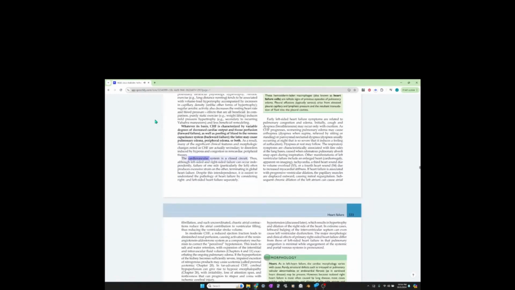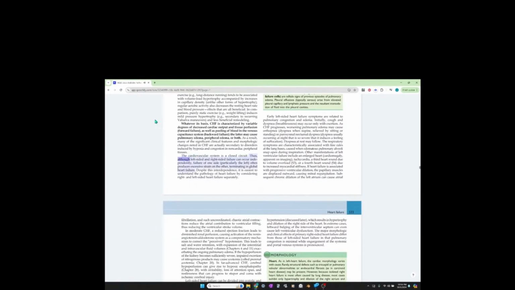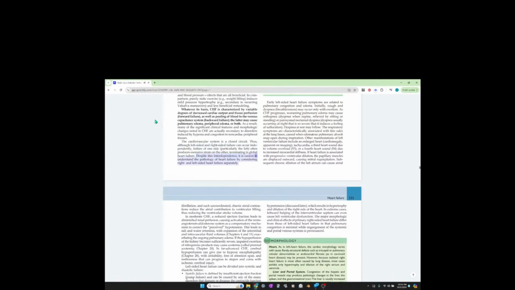The cardiovascular system is a closed circuit. Thus, although left-sided and right-sided failure can occur independently, failure of one side often produces excessive strain on the other, terminating in global heart failure. Despite this interdependence, it is easiest to understand the pathology of heart failure by considering right and left-sided heart failure separately.